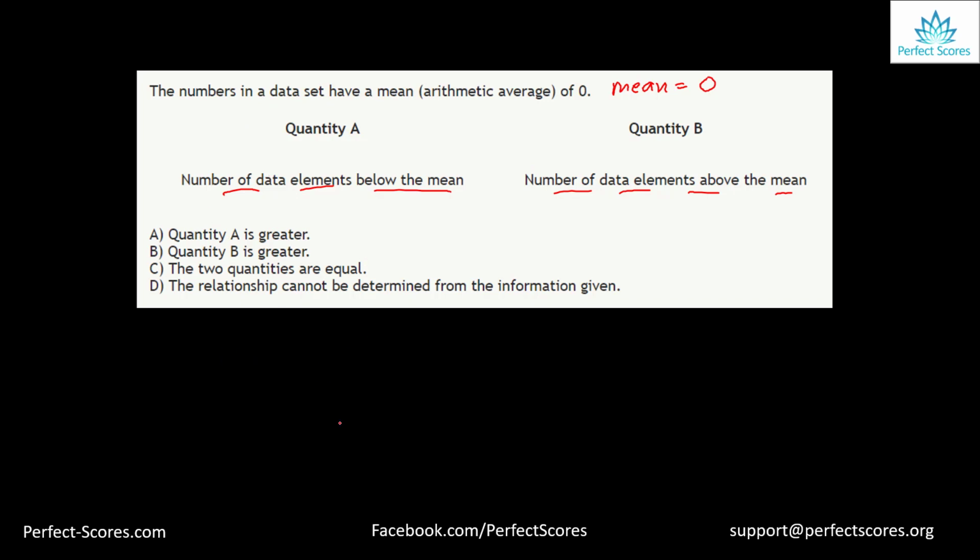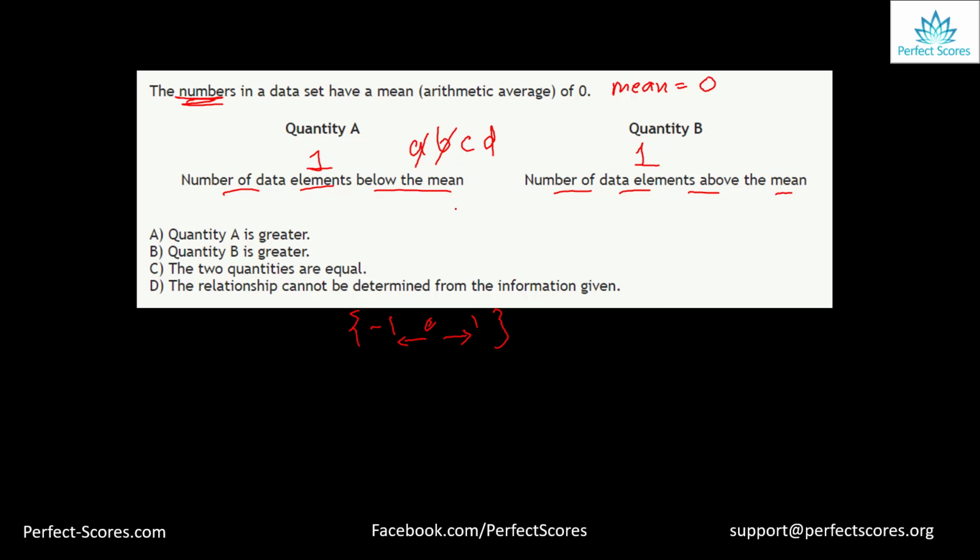So the mean is 0 and we have numbers, so that means there's more than one number. Numbers in the data have mean of 0, so that means you can have -1, 0, and 1. So you have these three numbers, and their mean is 0 because the sum is 0. So the number below the mean is -1, and the number above the mean is +1. So you have one number below the mean, and one number above the mean. So out of A, B, C, D, at least you can eliminate A and B. You can say that quantity A is definitely not greater than quantity B, and quantity B is definitely not greater than quantity A.